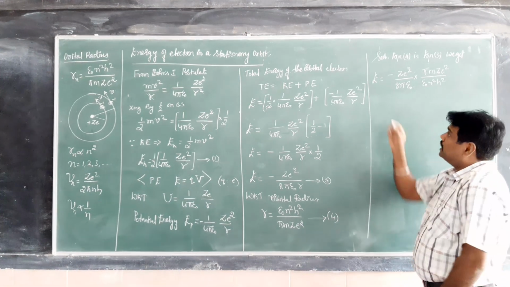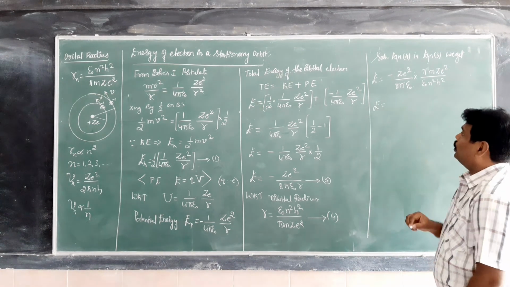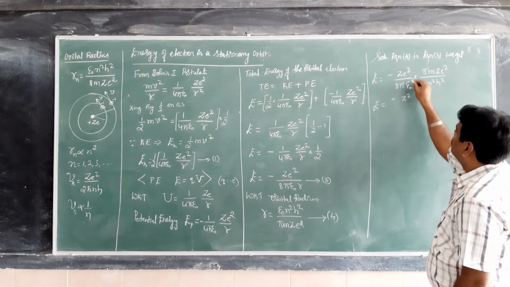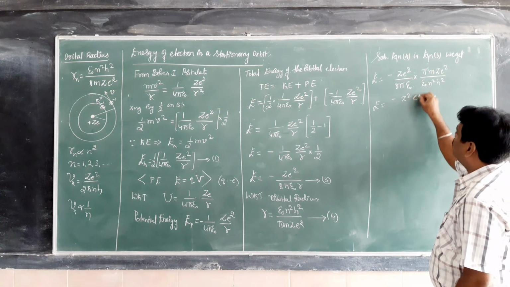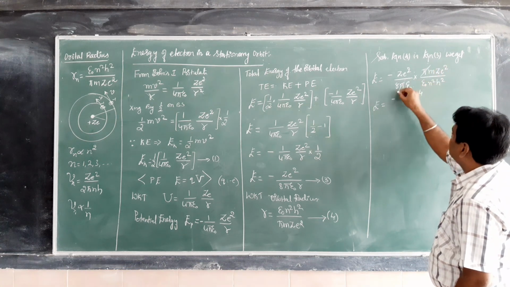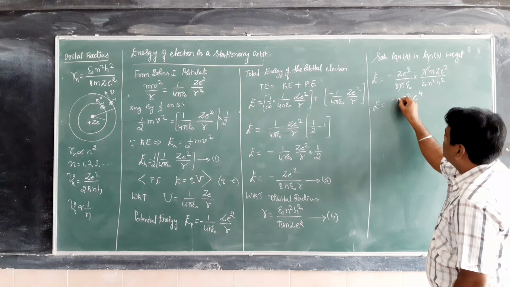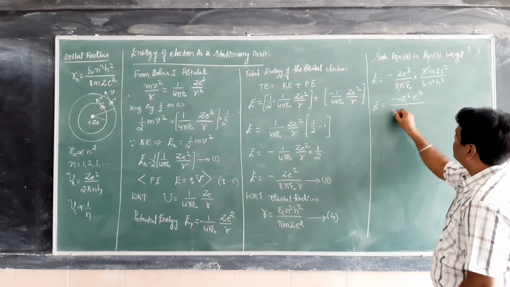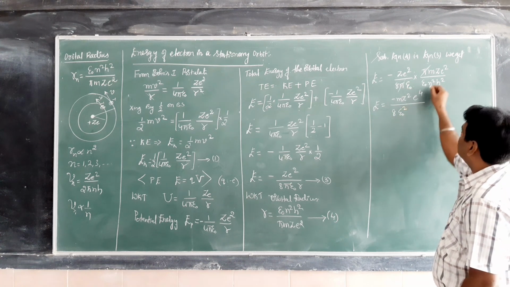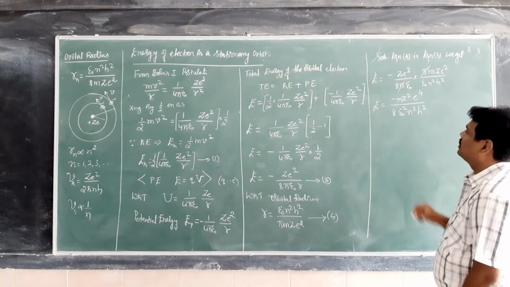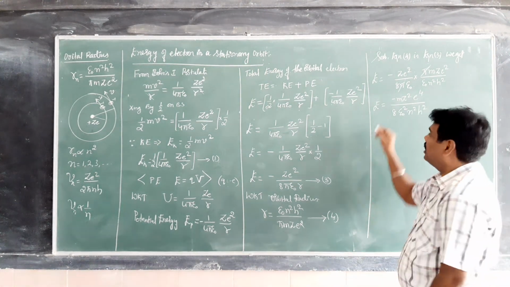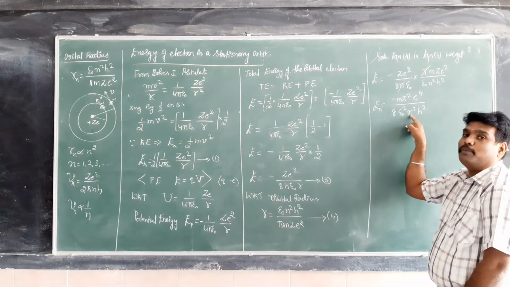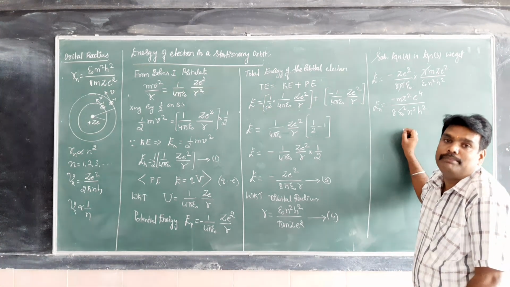Clear now? So in the next step, let us take E is equal to minus Z square e to the power of 4. Pi gets cancelled. The single term m Z square e to the power of 4 I will take, divided by the remaining term, 8 epsilon naught square n square h square. So this is the final formula for energy in the nth orbit, because here it is n. It means energy is again inversely proportional to the square of the principal quantum number.